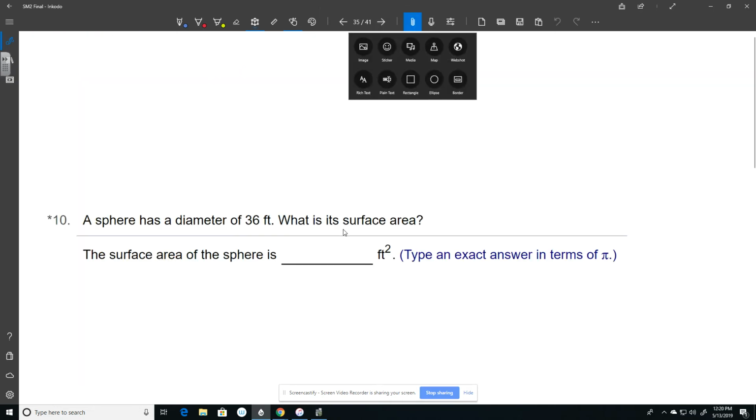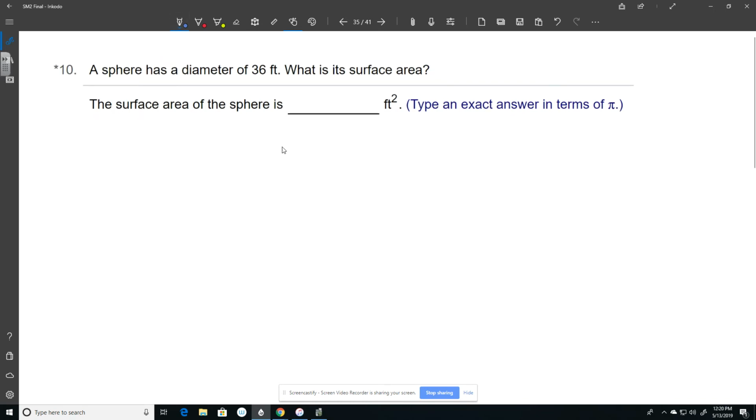Number 10, not sure why all of these are shifted. A sphere has a diameter of 36 feet. What's the surface area? Well, the surface area of a sphere is equal to 4 times the radius squared times pi. So another problem, if you know the formula, you just have to plug the numbers in. In this case, all I need to know is the radius. It tells me my diameter is 36, which means my radius is 18. So my formula becomes 4 times 18 squared times pi.